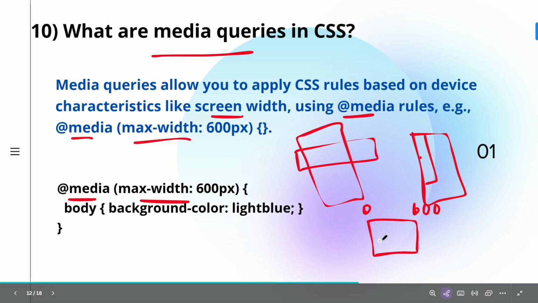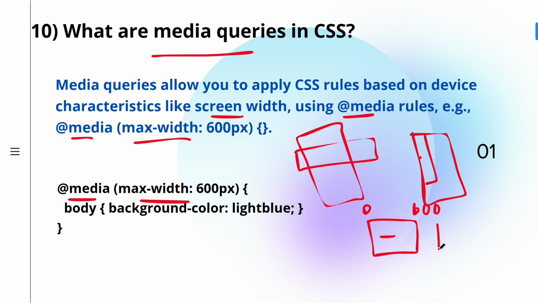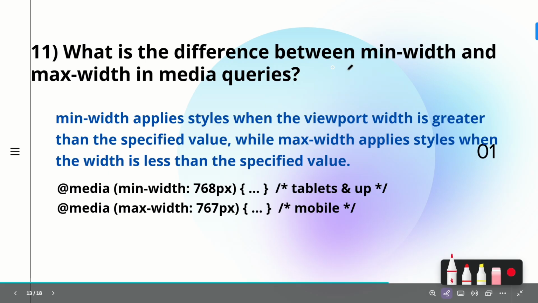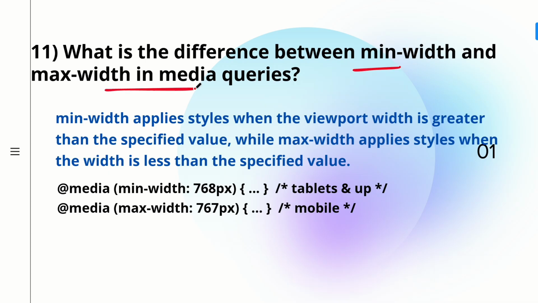So for these screens your background will be light blue, but after this 600 it will be something else, what you have given by default, maybe blue or green, whatever you have given. So you are just checking max-width, in the sense your screen can have only a maximum width of 600, that is from 0 to 600, and for that you are giving the background color as light blue. This is how your media queries work. Let's see our 11th question. What is the difference between min-width and max-width in media queries?